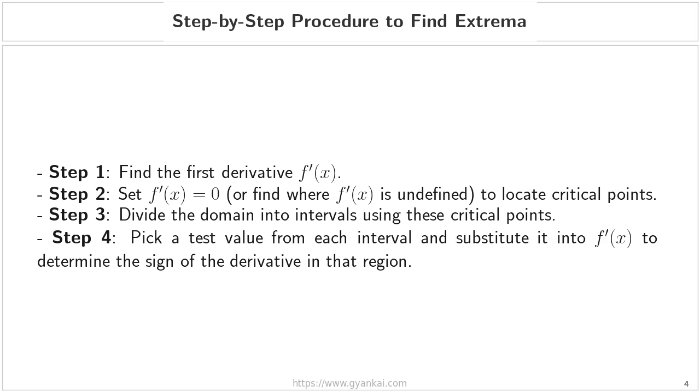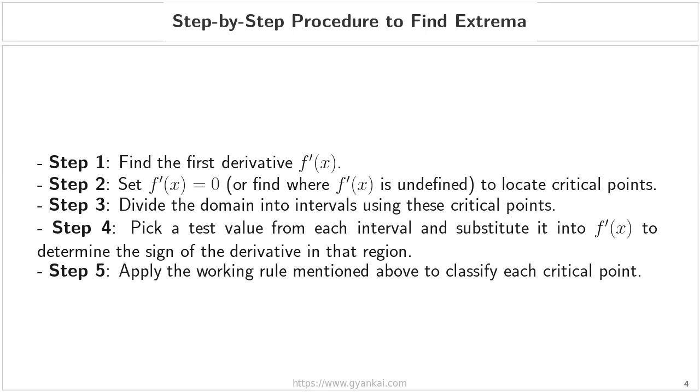Step 4 is where we test the behavior of the function. We pick a single test value from each of these intervals and substitute it into f prime of x. This allows us to determine if the derivative is positive or negative within that specific region, telling us if the function is increasing or decreasing.